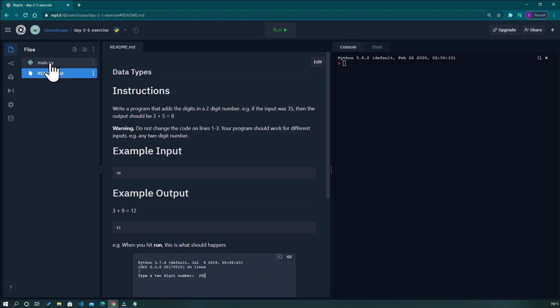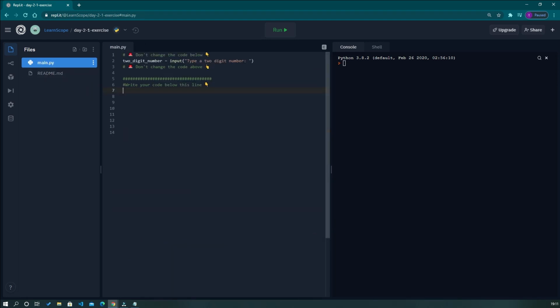Okay, perfect. So let's dive into this. Two-digit number equals input, type two-digit number. Let me just run this. 39. Okay, nothing happens, as expected. My first thought process would be, okay, the two-digit number seems to be a string.